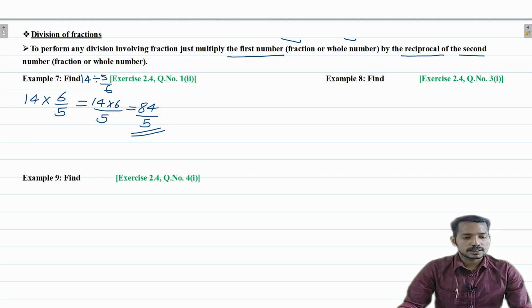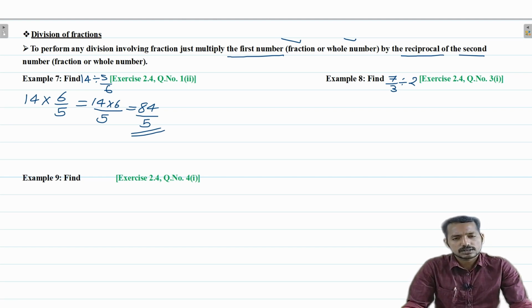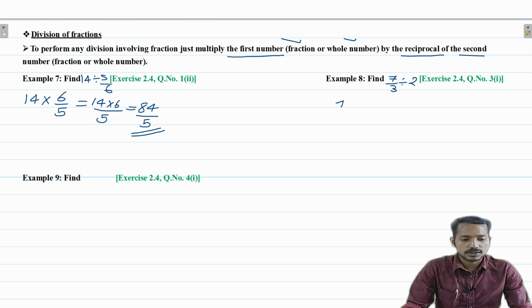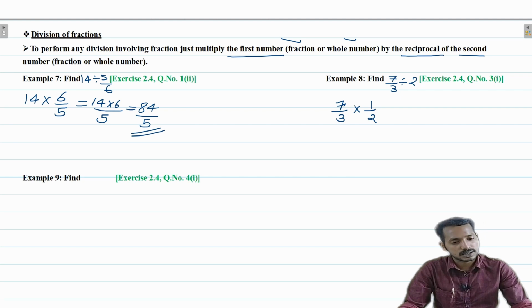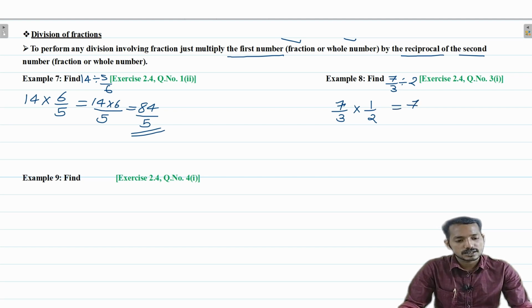One more example we can take. Exercise 2.4, question number 3, option number 1. 7 divided by 3, divided by 2. See here, the first one is a fraction, the second one is a whole number. So, no problem. Just write the first number as it is, 7 by 3 into, what is the reciprocal of 2? The reciprocal of 2 will be 1 by 2. Multiply with the reciprocal of the second number, which is equal to 7 into 1 divided by 3 into 2. 7 into 1 is equal to 7, divided by 3 into 2 is equal to 6.